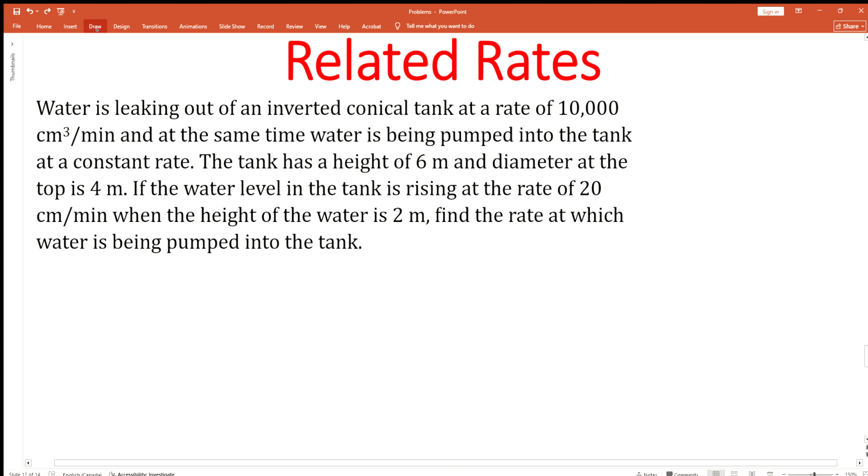Let's start by drawing a diagram for this problem. We should draw an inverted conical tank. As per the problem, the height of the tank is 6 meters. The diameter at the top is 4 meters, so the radius at the top is 2 meters.